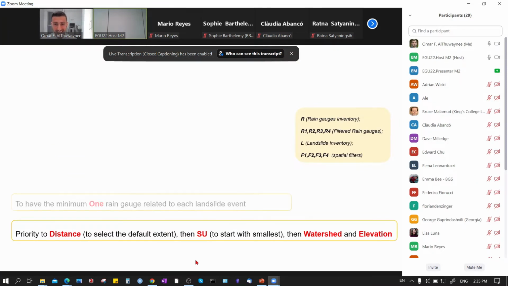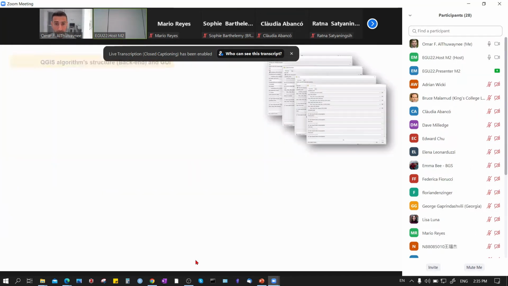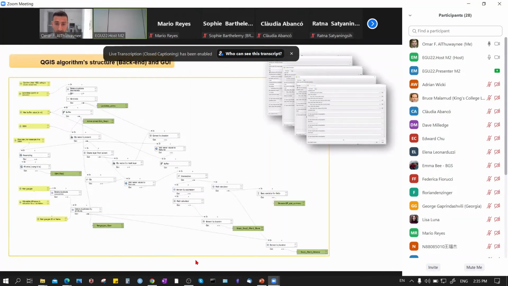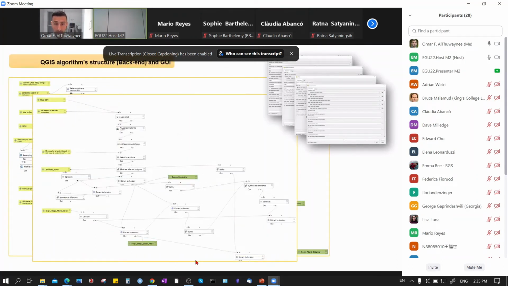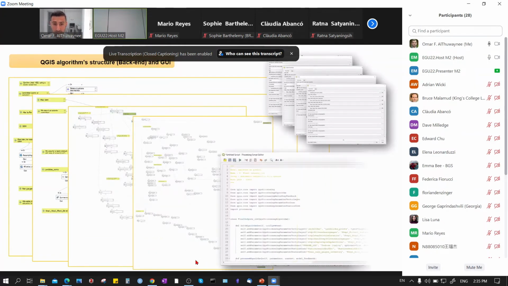Please next. Okay, so this is the logic behind the tool. We apply a condition that we have a priority for the distance, followed by the slope unit, then watershed and elevation, and the tool also makes sure that we have a minimum of one rain gauge related to each landslide. Next. And this is the back end of the tool. You can see it's developed in the processing tools, and we also have the simplified GUI, and additionally it can be run using Python.